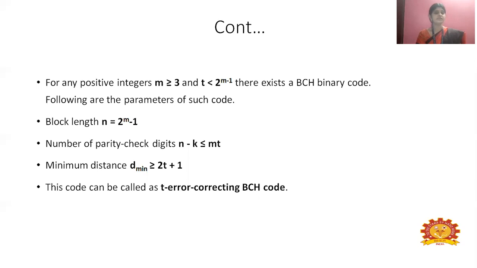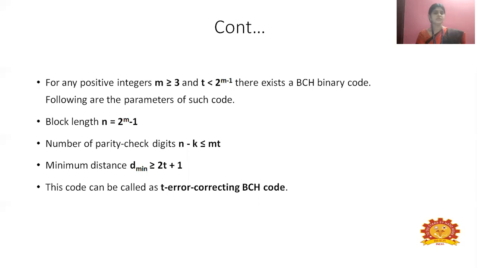The number of parity check bits, meaning the redundant bits added to the message, is n minus k, and it should always be less than or equal to m times t. The minimum distance, the Hamming distance to be maintained, should always be greater than or equal to 2t plus 1. Here t refers to the number of errors that can be corrected, so this code is called a t-error correcting BCH code.